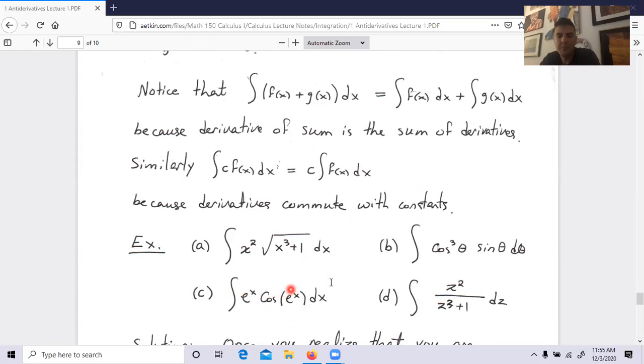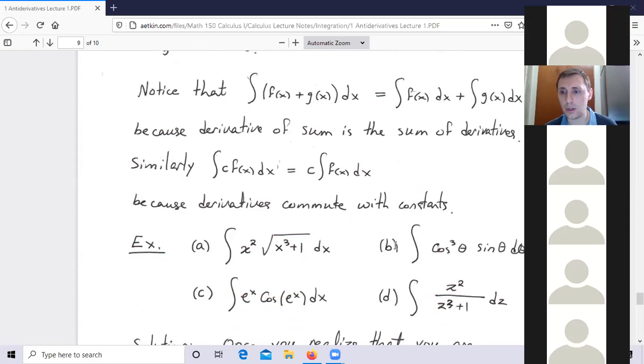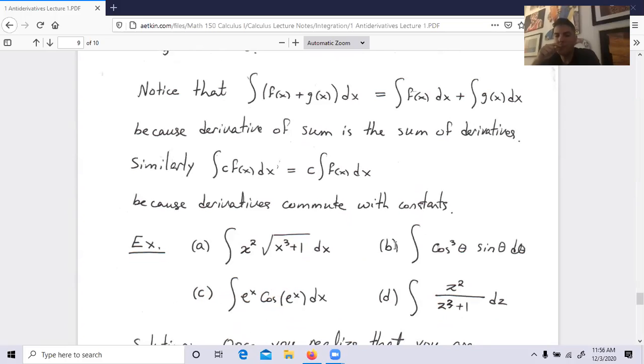You understand? You're supposed to be so good at recognizing chain rule that you can immediately reverse it, right? Because you see that this derivative came about from chain rule. If that happens, you only need to find the antiderivative of the outer function. Do you see that, by the way?